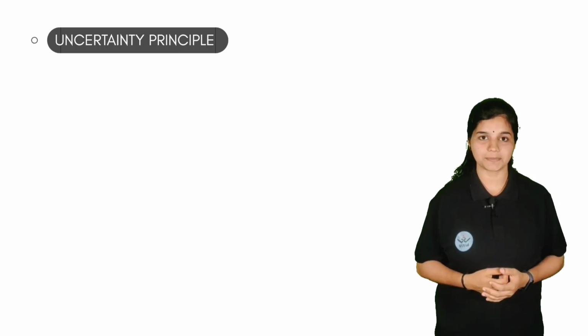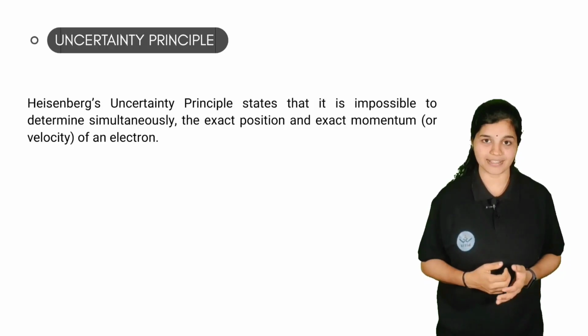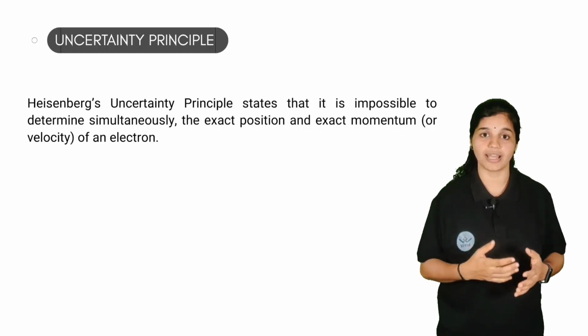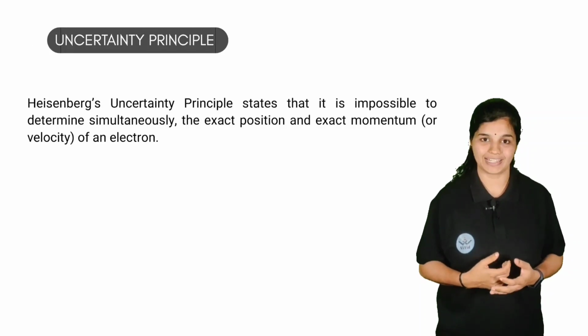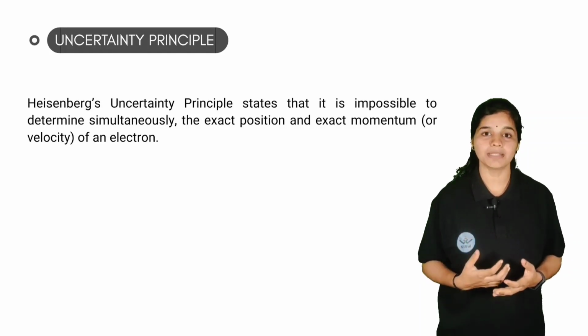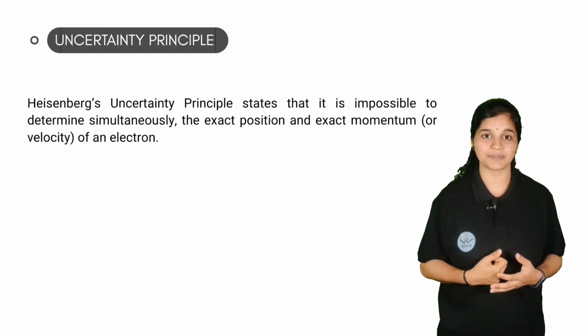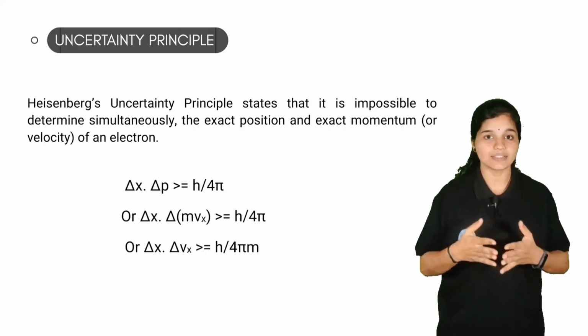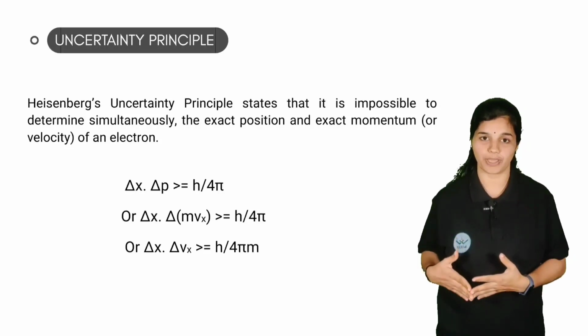Heisenberg's uncertainty principle states that it is impossible to determine simultaneously the exact position and the exact momentum or velocity of an electron. And the mathematical representation of Heisenberg's uncertainty principle is given by delta x into delta p, which is greater than or equal to h by 4 pi.